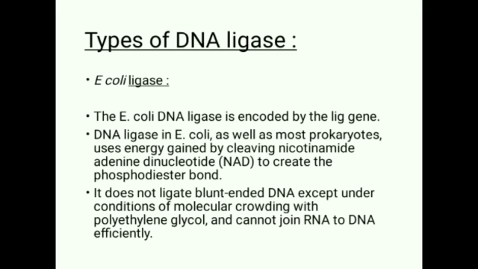The first one is the E. coli ligase. The E. coli DNA ligase is encoded by the lig gene. The DNA ligase in E. coli, as well as most prokaryotes, uses energy gained by cleaving NAD to create the phosphodiester bond. It does not ligate blunt-ended DNA except under conditions of molecular crowding with polyethylene glycol, and cannot join RNA to DNA efficiently. The activity of E. coli DNA ligase can be enhanced by DNA polymerase at the right concentrations.